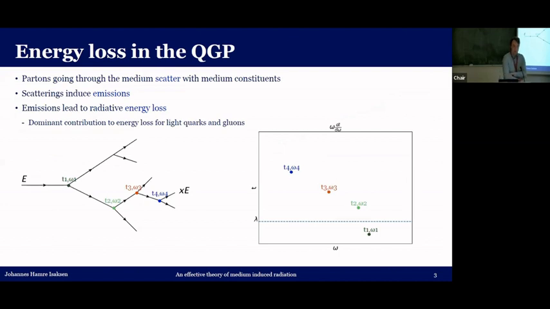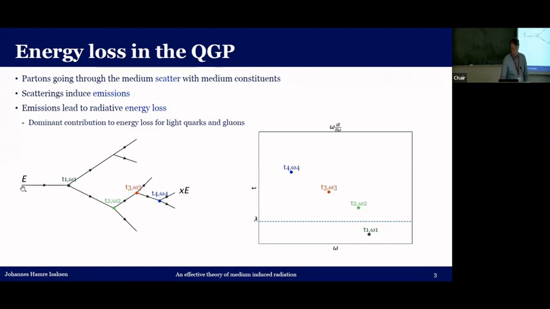As the particles go through the medium, they scatter with the medium constituents, and these scatterings induce emissions. If these emissions go outside of the jet cone, it leads to energy loss. So these are quite important; they are the dominant contribution to energy loss in light quarks and gluons. You can think of it as this picture: you have one particle with energy E, and it splits several times, and in the end you get a distribution of particles with energy xE, where x is the energy fraction.